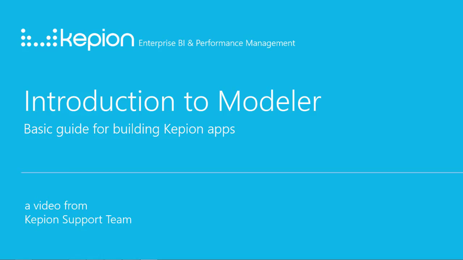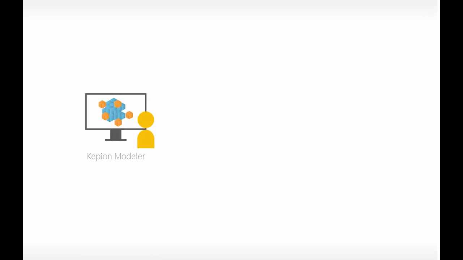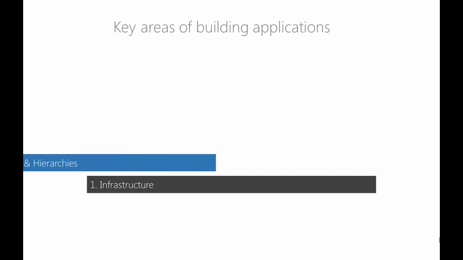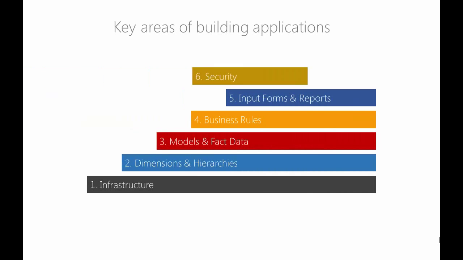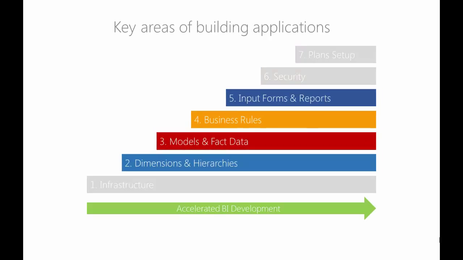In this video, we will be providing a basic overview of the Kepion Modeler. With the Kepion Modeler, you can create multiple planning and reporting applications that can target different business needs, ranging from financial forecasting to HR budgeting. An application combines all related business modeling items, including dimensions, models, rules, and forms. By using these basic building blocks, you can create both simple and complex structures that model your business process.